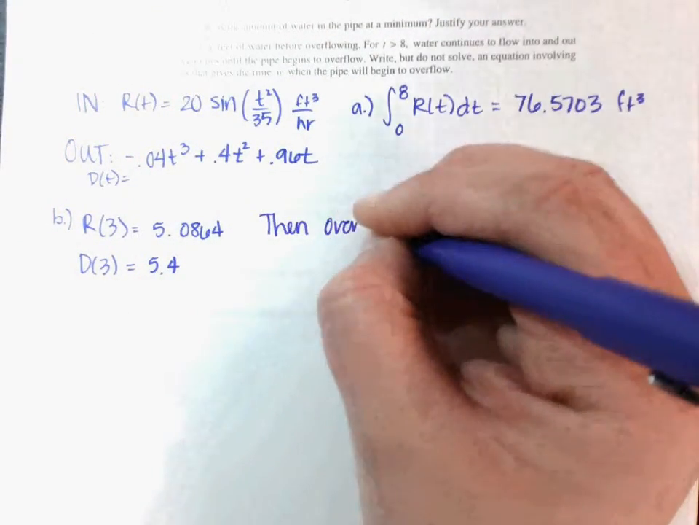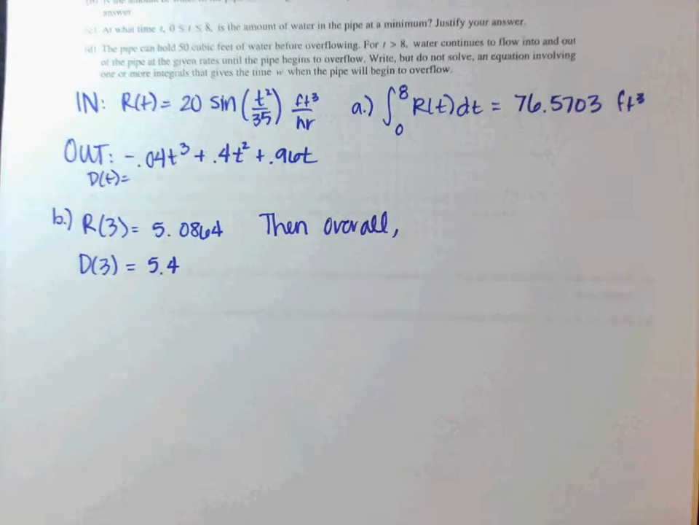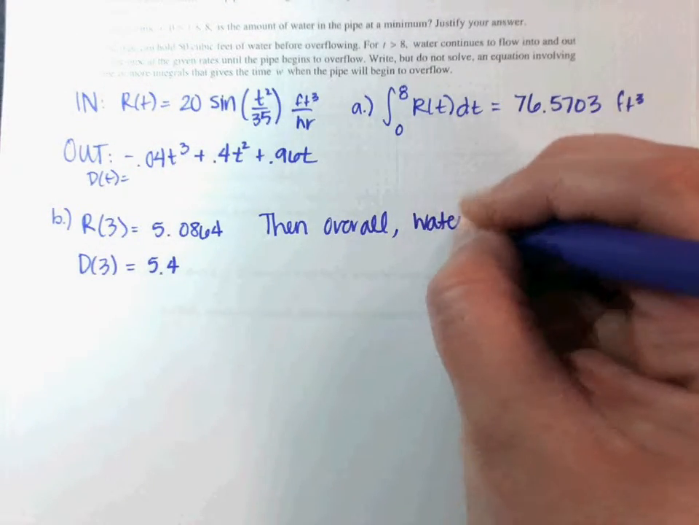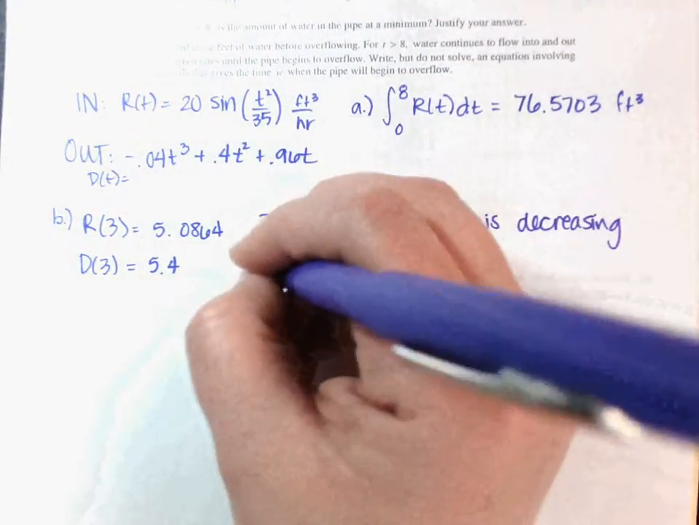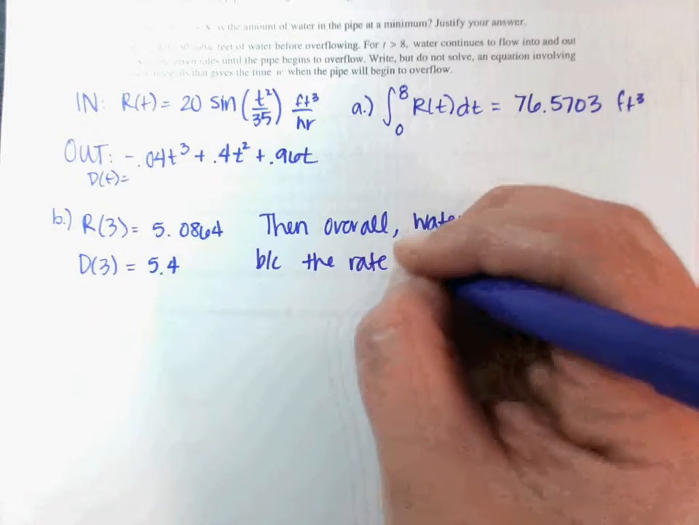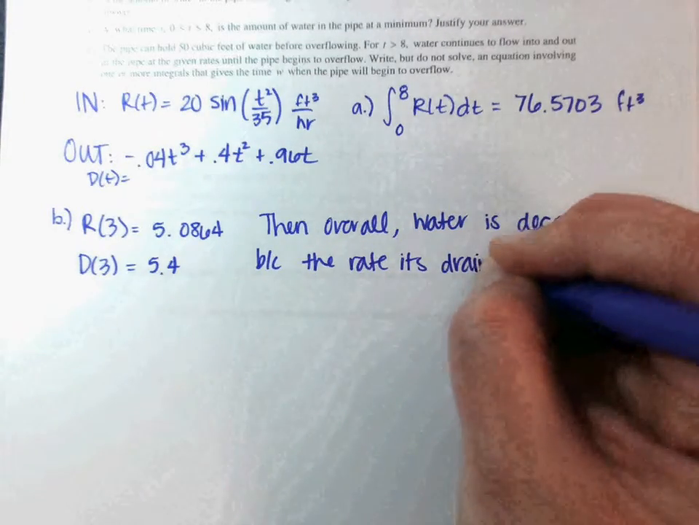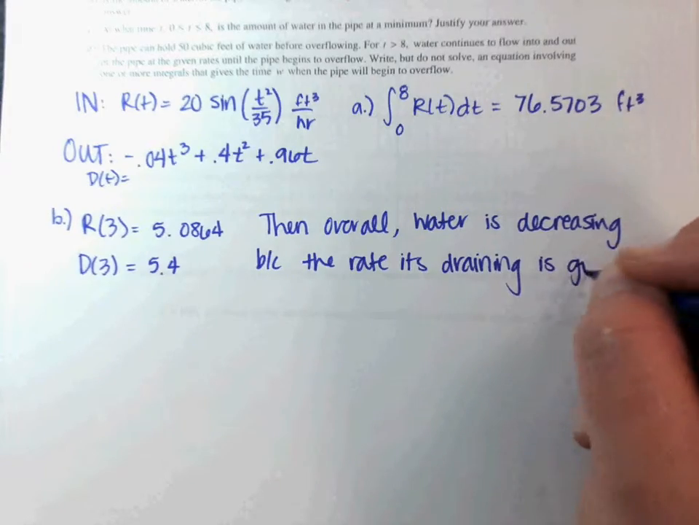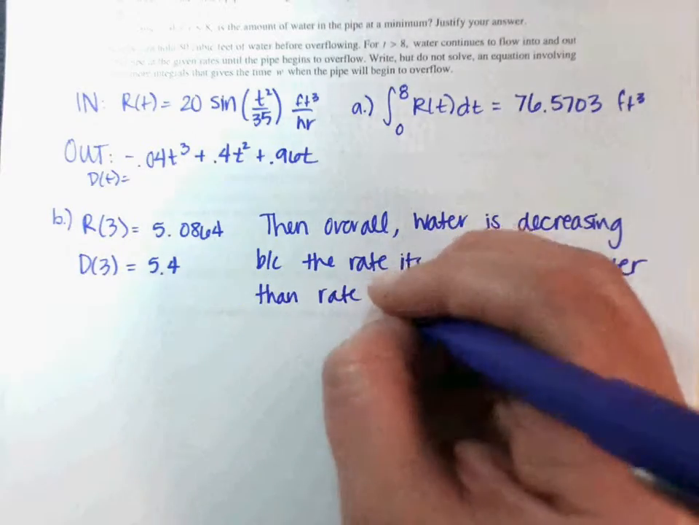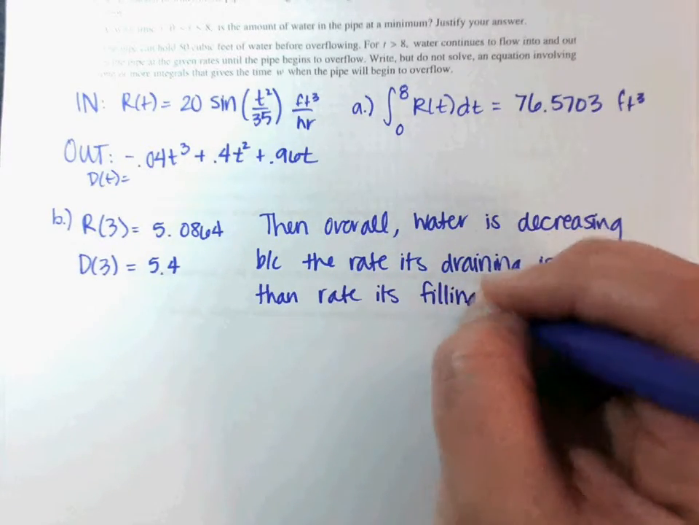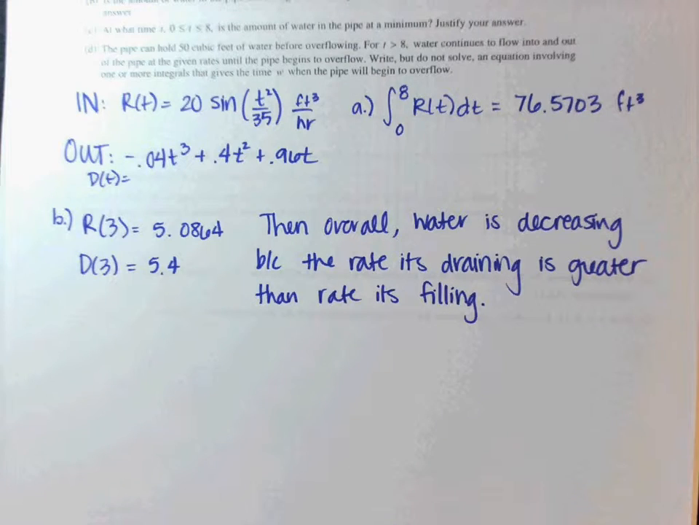Then overall, what did they say? The amount of water is decreasing because the rate it's draining is greater than the rate it's filling. Or if you wanted to make that less fancy, you could say it's draining faster than it's filling. Something like that. But you're comparing the rates and saying my out rate is bigger than my in rate. Okay?